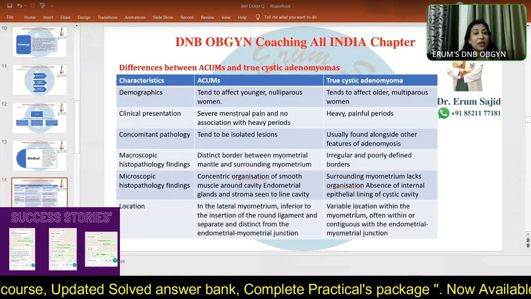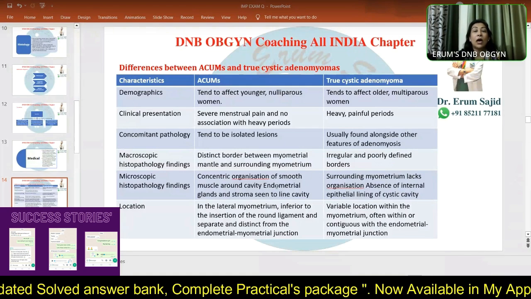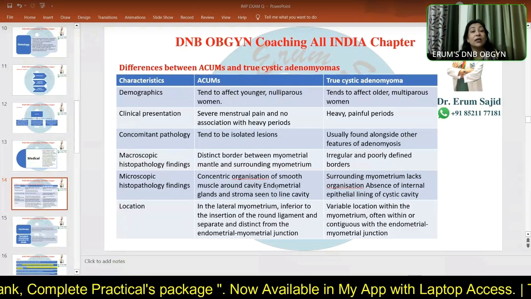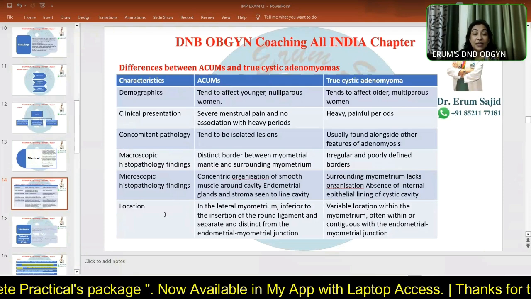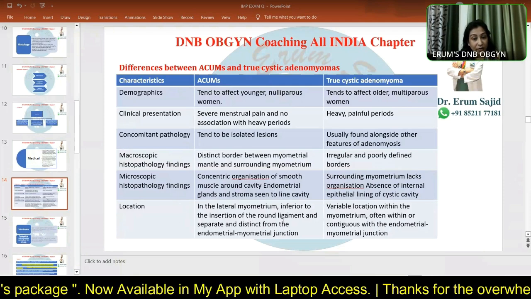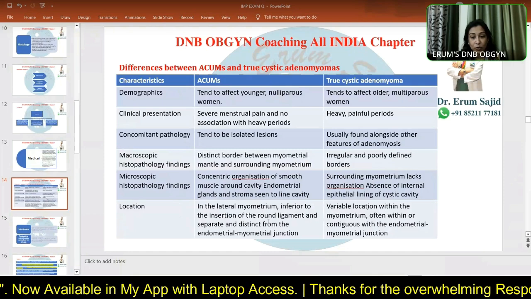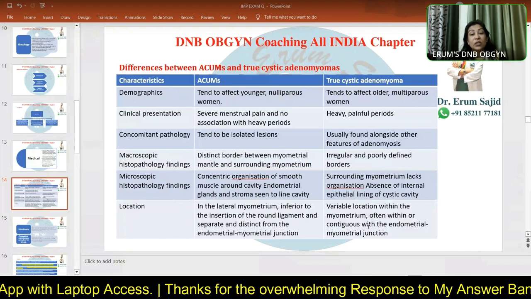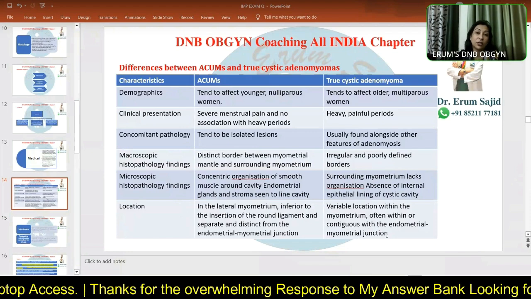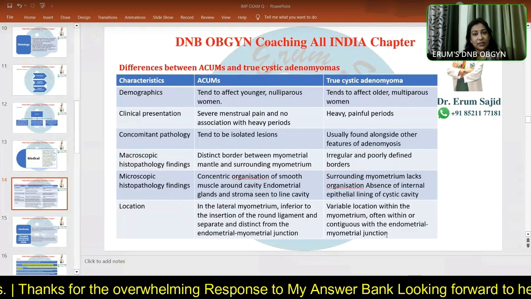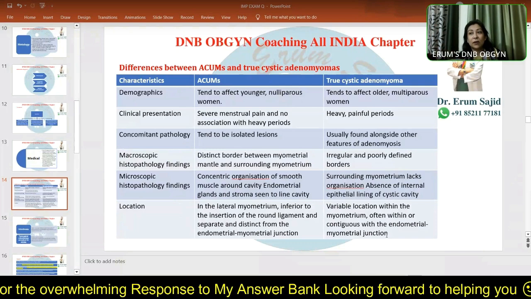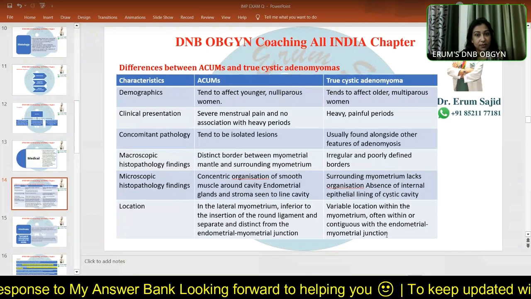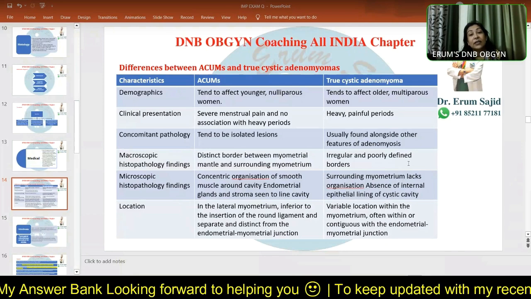This is not specific of an endometrial lining inside a core. This is nothing like that. They're just interspersed lesions in the myometrium. This is lateral myometrium, inferior to the insertion of round ligament I just spoke to you. This is variable location within the myometrium of the uterus, often within or continuous to the endometrial myometrial junction. So it's something exactly similar to adenomyosis, but instead of those adenomyotic lesions, they are cystic lesions, cavitated lesions. Okay, so it's very much inside the uterus.